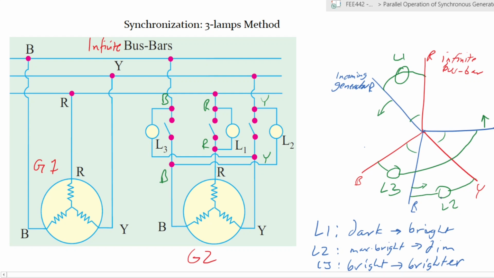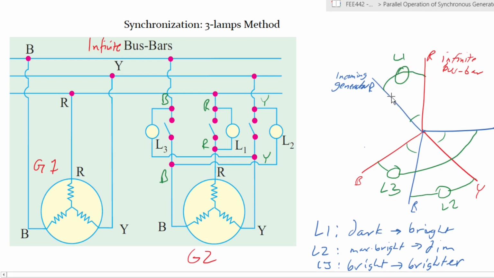So it will start at the instant before this moment that is depicted here. They will be as indicated, and then the lamps will become brighter or dimmer according to the sequence that is indicated. When we have achieved synchronization, we will be able to note that the speed of angle, the movement away from each other between the incoming phase and the infinite bus bar, you will have matched so that these will remain stationary.